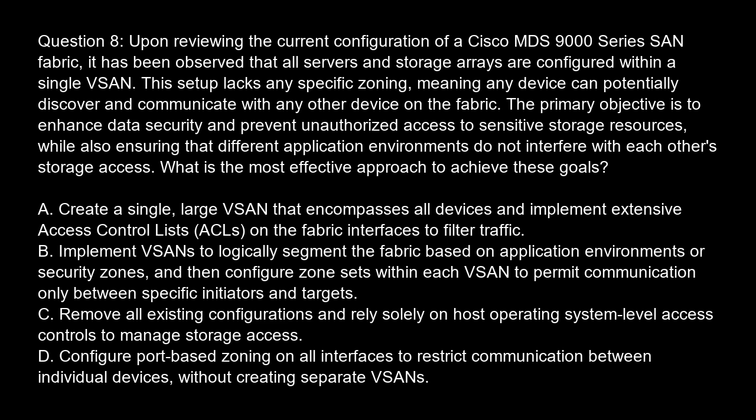Option A. Create a single, large vSAN that encompasses all devices and implement extensive access control lists, ACLs, on the fabric interfaces to filter traffic. Option B. Implement vSANs to logically segment the fabric based on application environments or security zones, and then configure zone sets within each vSAN to permit communication only between specific initiators and targets. Option C. Remove all existing configurations and rely solely on host operating system-level access controls to manage storage access. Option D. Configure port-based zoning on all interfaces to restrict communication between individual devices without creating separate vSANs.